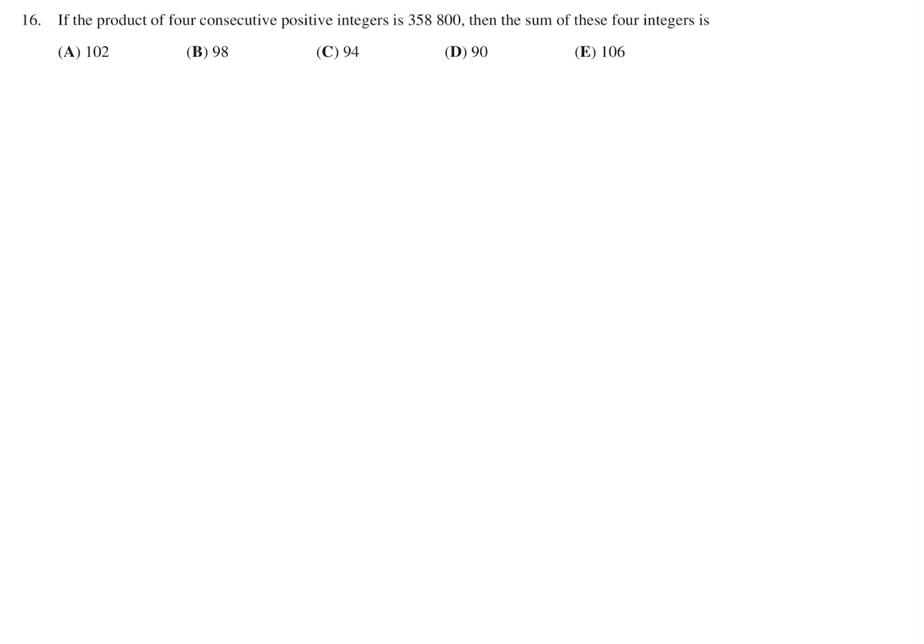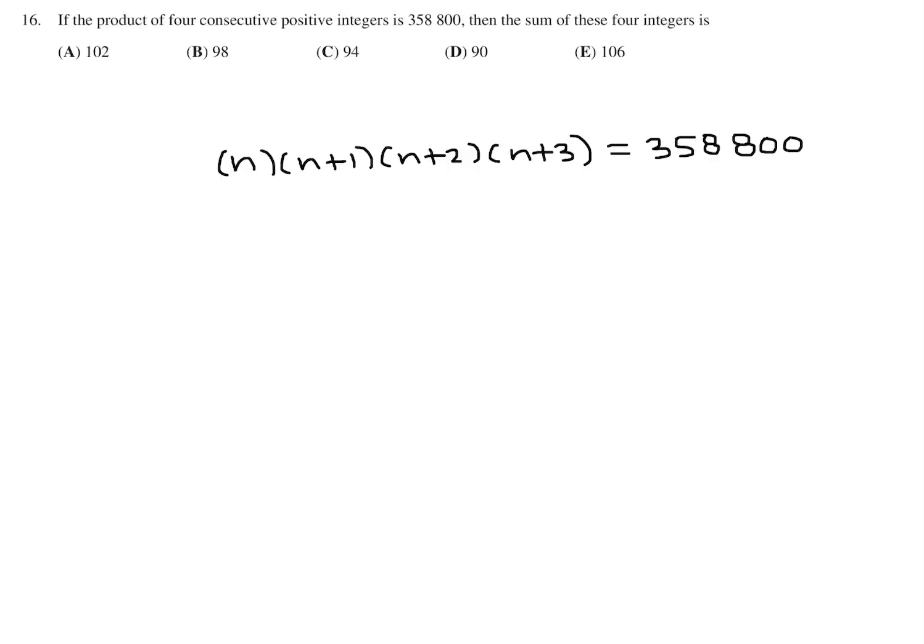If the product of 4 consecutive positive integers is 358,800, then the sum of these 4 integers is... So we have n, n plus 1, n plus 2, and n plus 3, the product is equal to 358,800, like that. Now, where do you go from here? Do you expand this out and get a 4th degree polynomial and all that stuff? No, you don't have to do that.